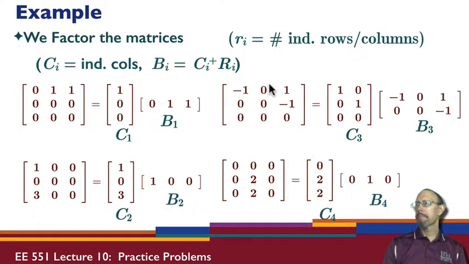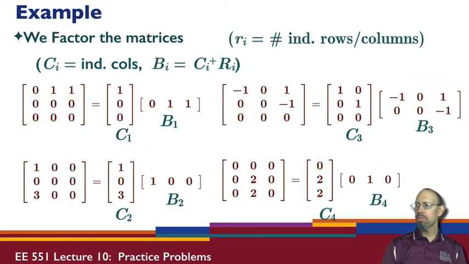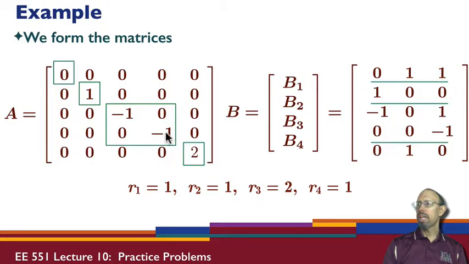So that is how I get my B's and C's. My A matrix is again the diagonal of the poles. So in this case, we have a pole at 0, a pole at positive 1, a pole at minus 1, and a pole at positive 2. Actually, I'm going to get 2 minus 1s because remember the rank was 2. That is, R3 was 2. And so this is the form that we get.